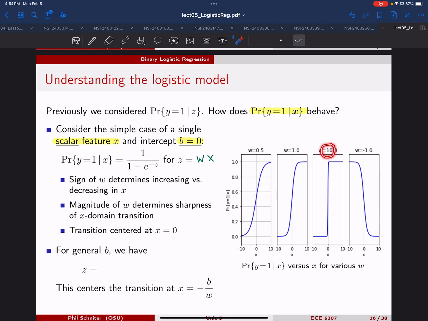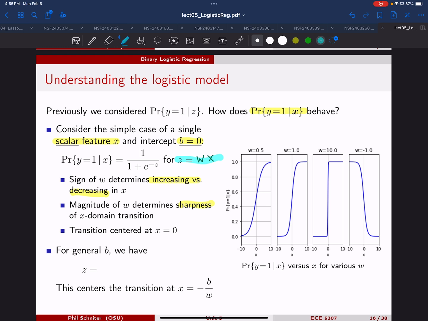On the other hand, if w is made larger than 1, now it doesn't take as much of a change in x to get the same z. So you get a much sharper transition around the point 0. Further, if you make w negative, then it flips the orientation of this curve. Now, as x gets larger, the probability of y equals 1 decreases rather than increases. These help us understand the role of the coefficient w when viewed in isolation. It changes how the logistic is stretched, and it could possibly flip it as well. All right. Okay, so sharpness, increasing versus decreasing. Any questions on that?